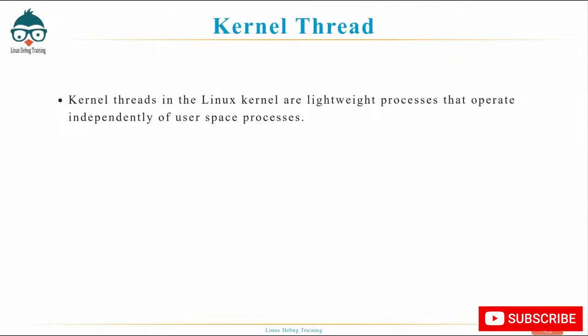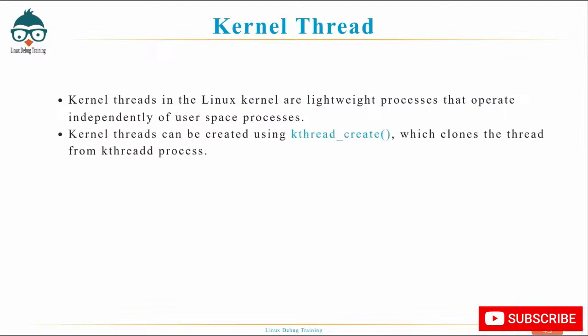Kernel threads in the Linux kernel are lightweight processes that operate independently of userspace processes. K-threads can be created using kthread_create, which clones the thread from the kthread process. It is often useful for the kernel to perform some operations in the background, and the kernel accomplishes this via kernel threads, standard processes that exist solely in kernel space.